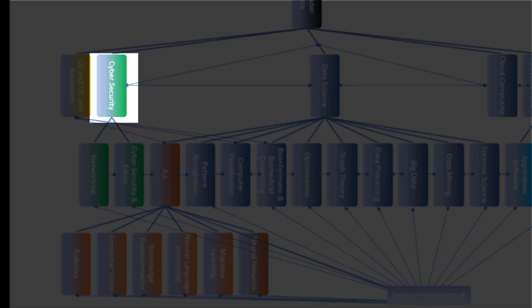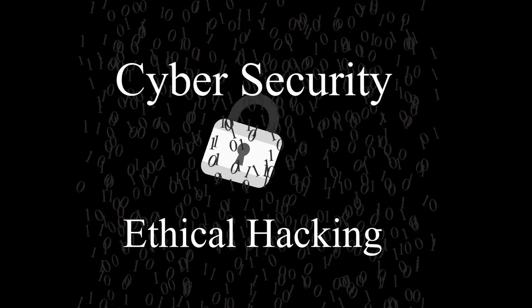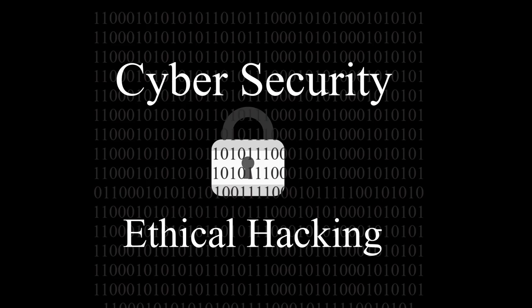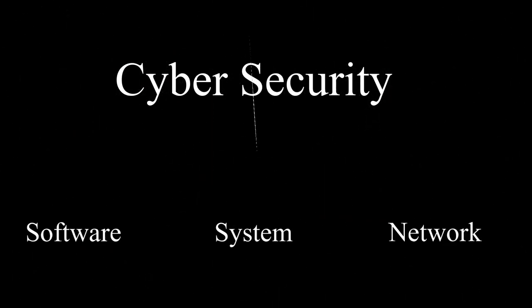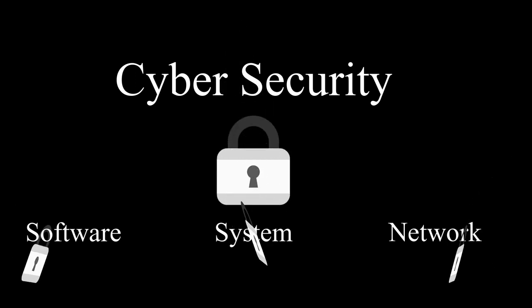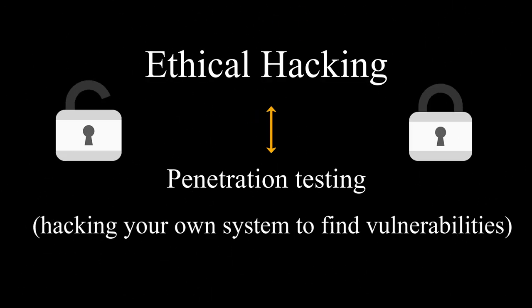Next big computer science related topic in today's world is cybersecurity and ethical hacking. First, let's talk about the difference between cybersecurity and ethical hacking. Cybersecurity pretty much means to protect your software, system, and network against malicious attacks. And ethical hacking is security and penetration testing on your own system or software to find all the vulnerabilities, following all cyber laws.